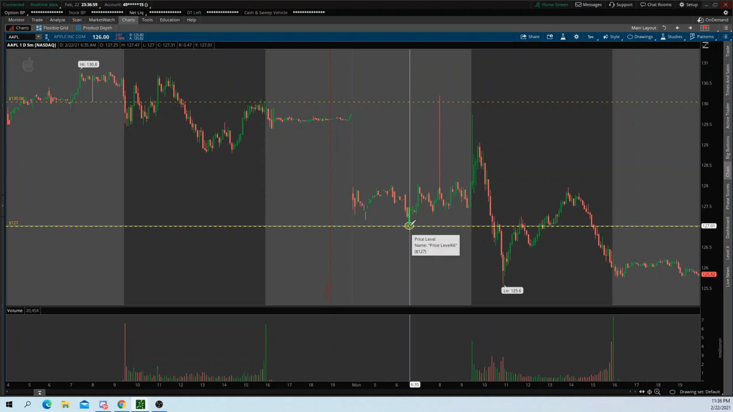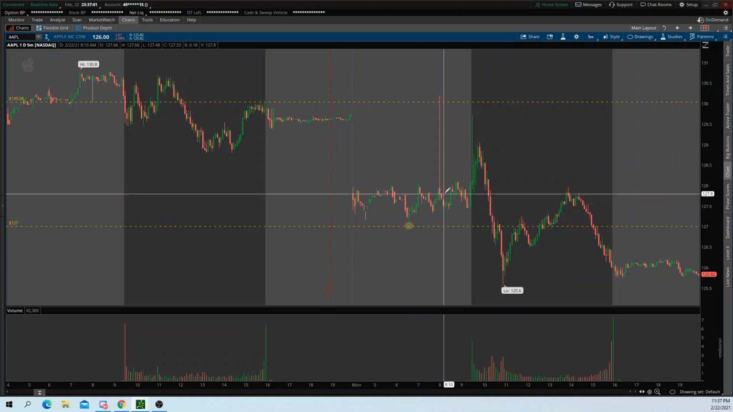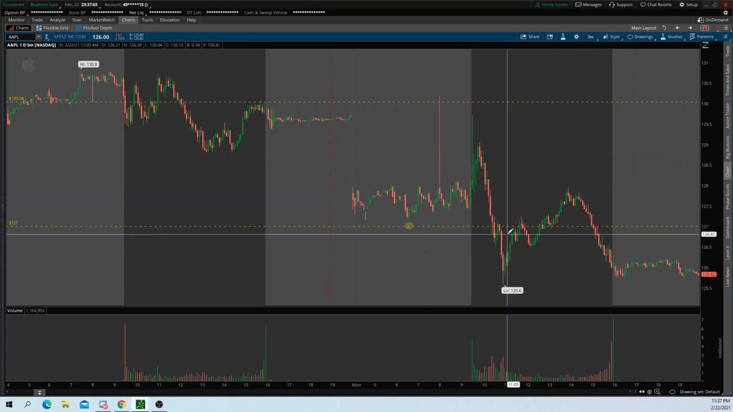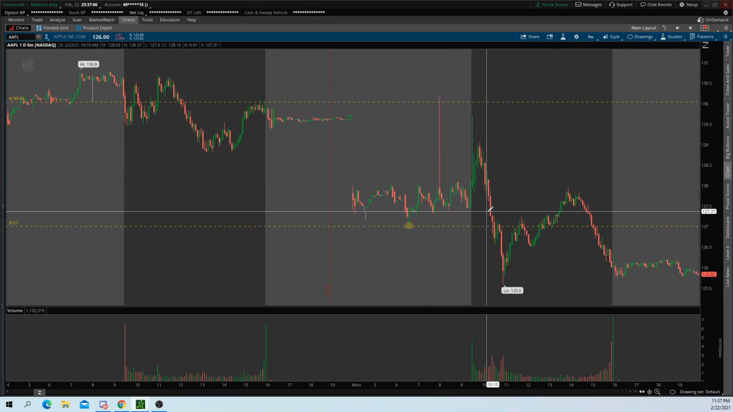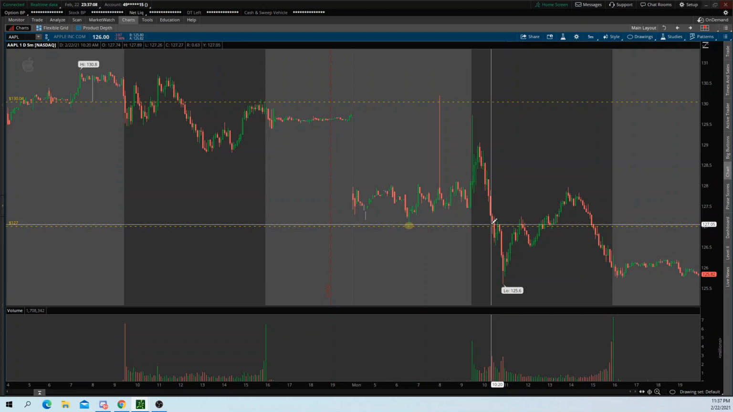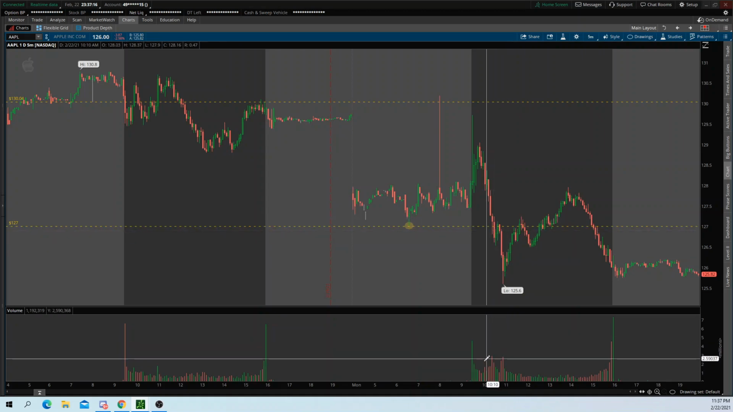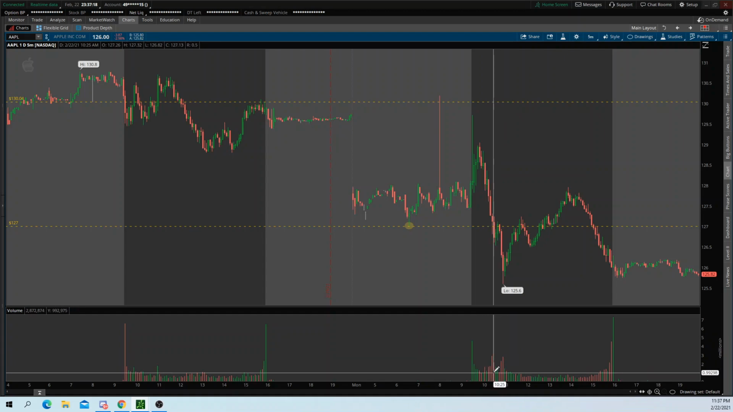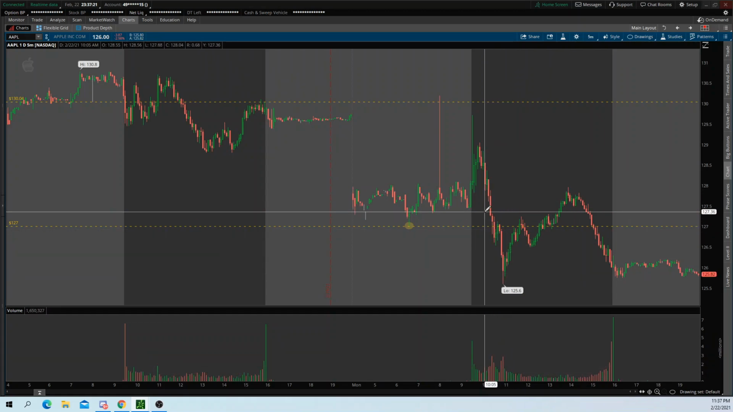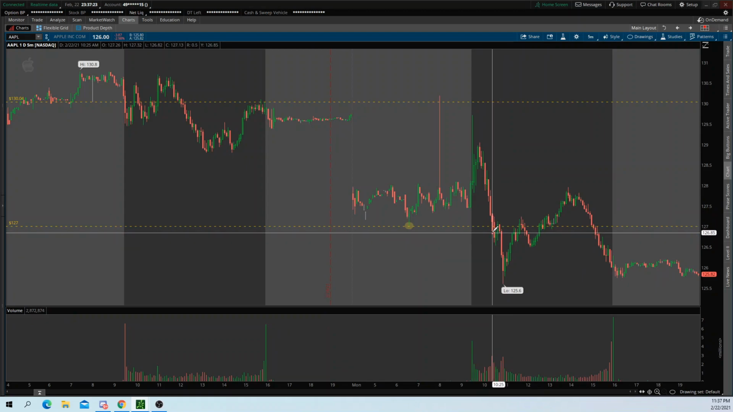It made a low at 127. Buyers stepped in and they drove up the price. On the second time around, Apple failed to hold 127. So on Apple, I got in on this candle right here. Once I saw weakness, you see the volume, the selling pressure increased on the way down. That's a good sign for puts.